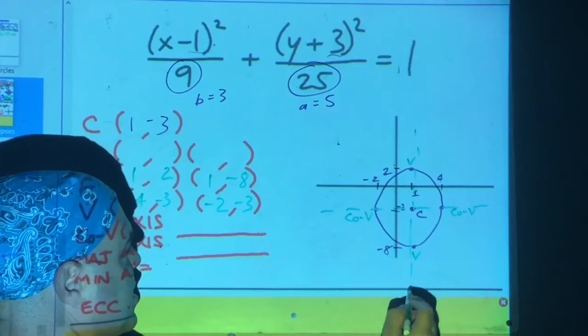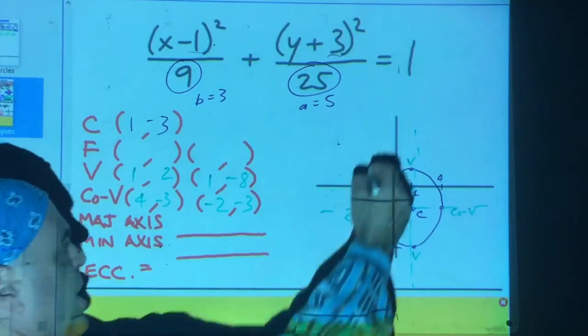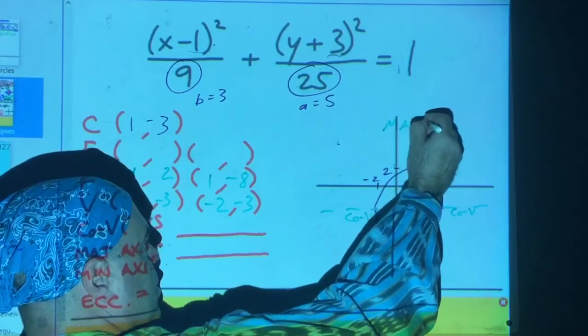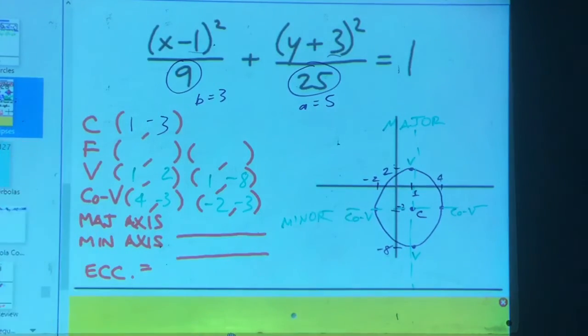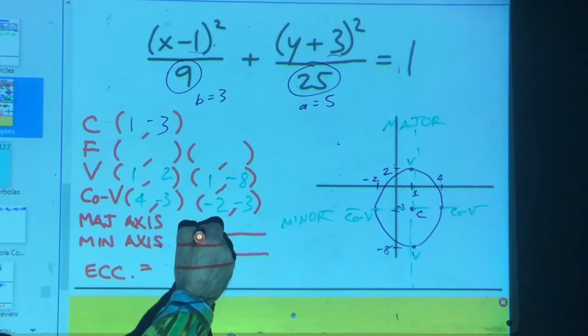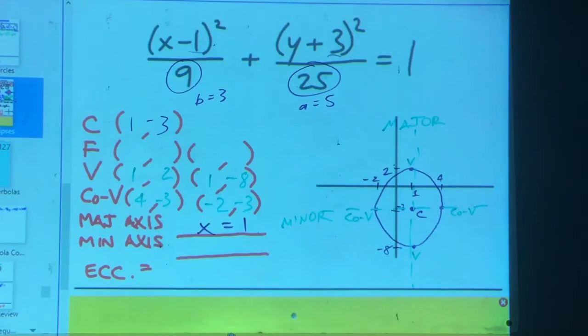Our 2 axes, we said the major is going to be that one, and minor going horizontally. Let's name those. The major goes through the x-axis at 1. And the minor goes through the y-axis at -3.